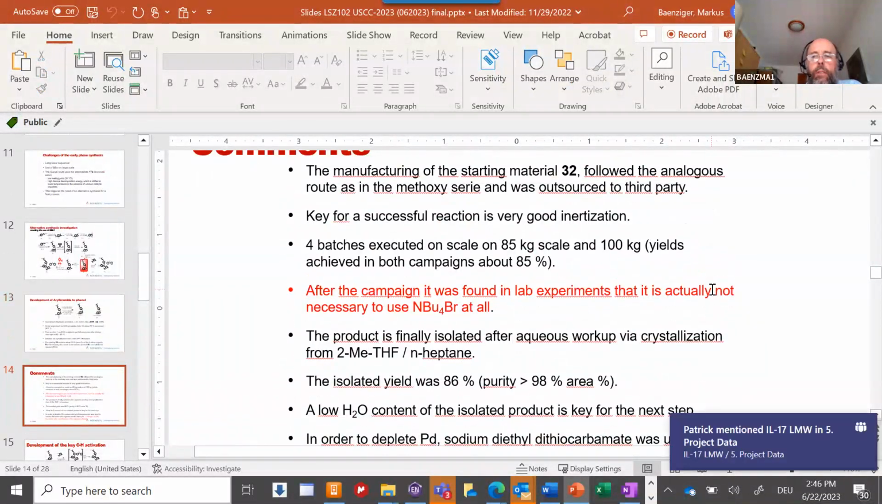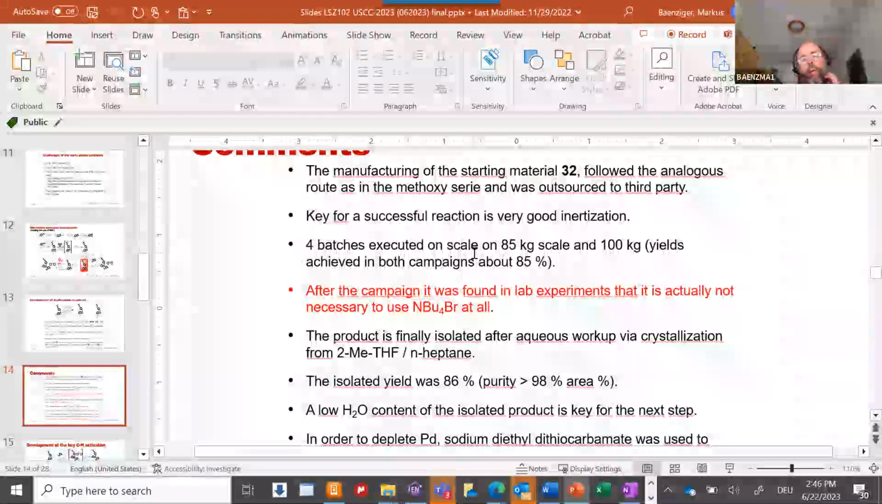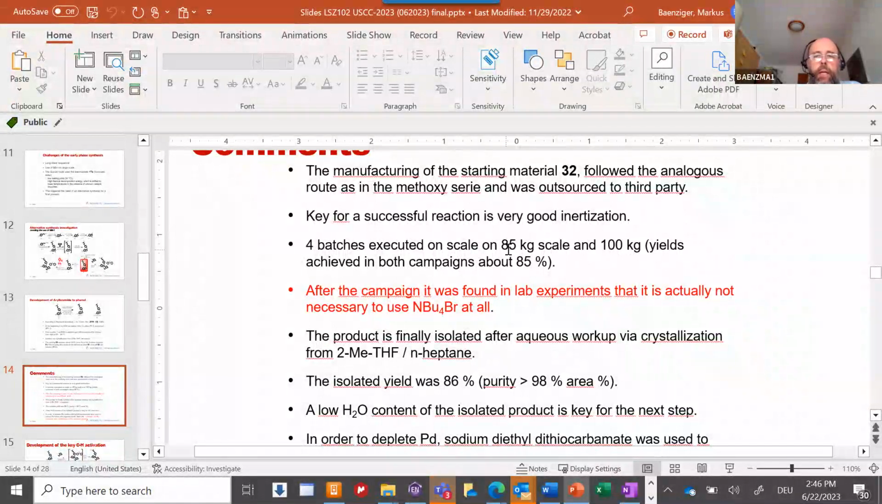So the manufacturing followed the analogous route. The key was the very good inertization. That was very important, and we could actually perform this on 85 kilogram scale and 100 kilogram scale, and in both campaigns the yield was about 85%.